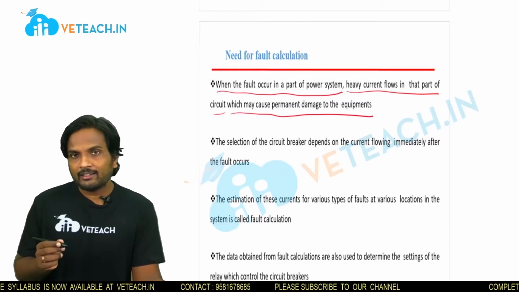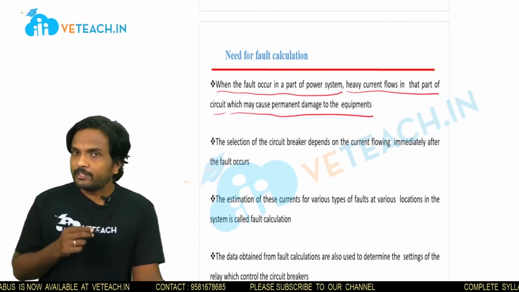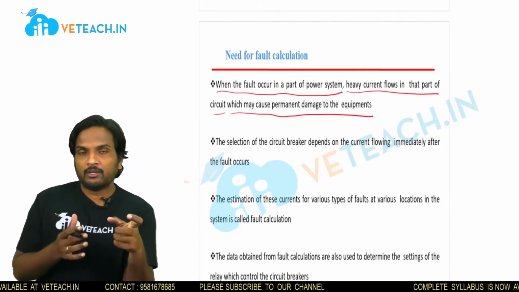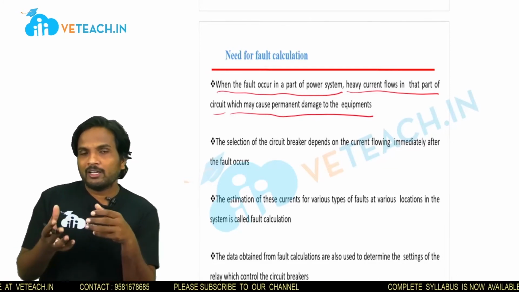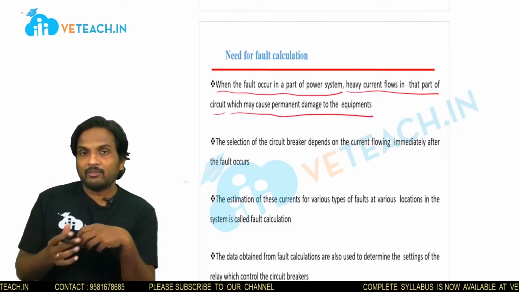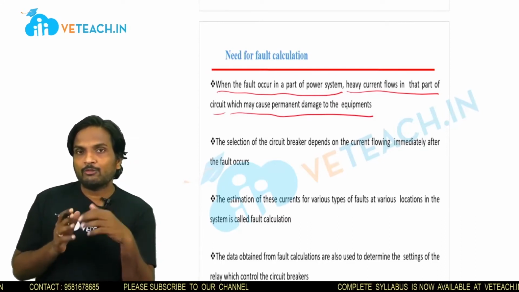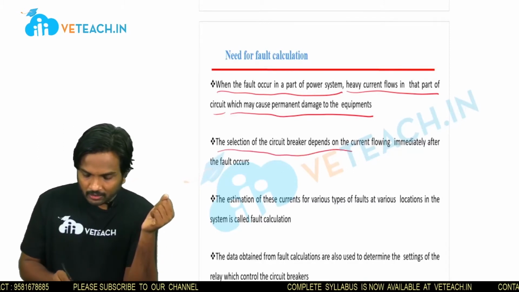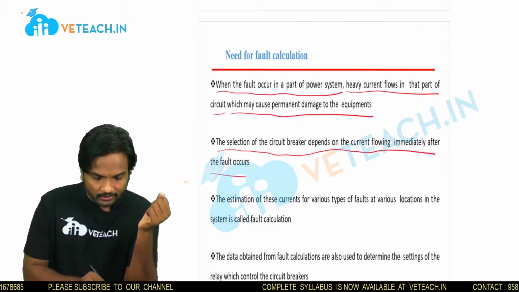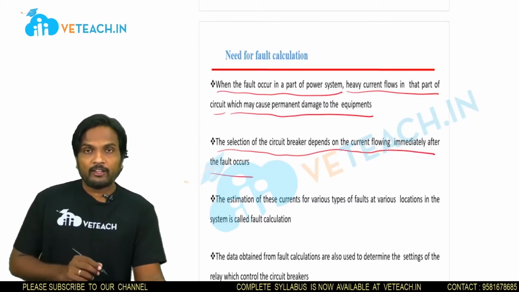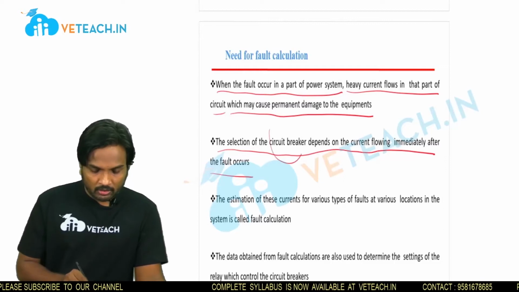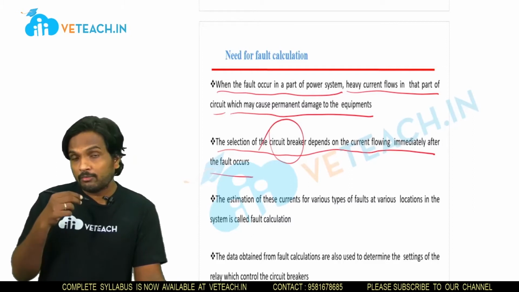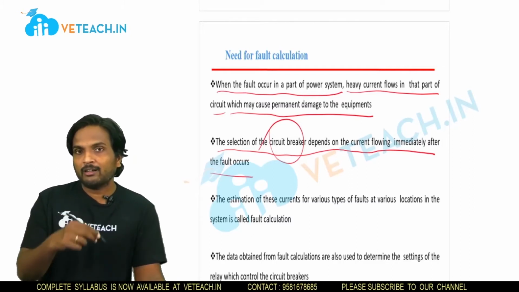So whenever a fault occurs in a power system, sometimes circuit breakers save the equipment from the faults, but in some cases small devices will be affected by the fault current, which gives permanent damage to that equipment. Okay, and next one is the selection of the circuit breaker depends on the current flowing immediately after the fault occurs. See, if you are designing a circuit breaker, that is what I told you now, we need to know how much current it can carry through it.